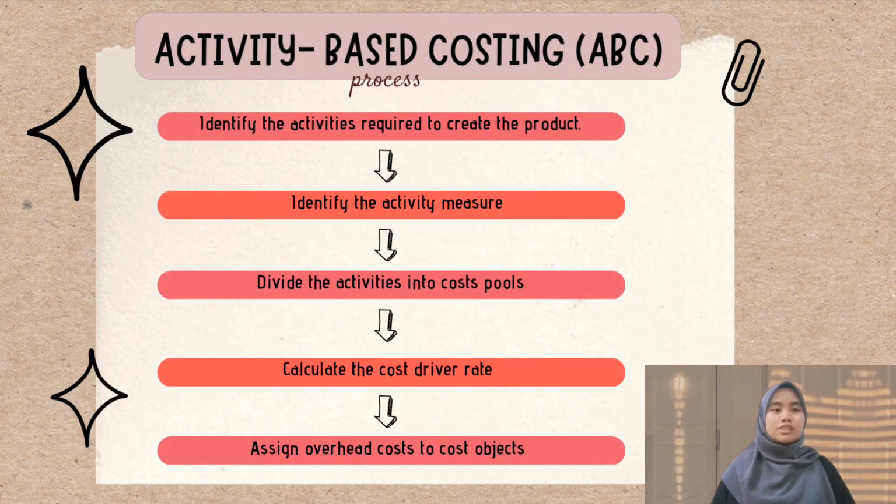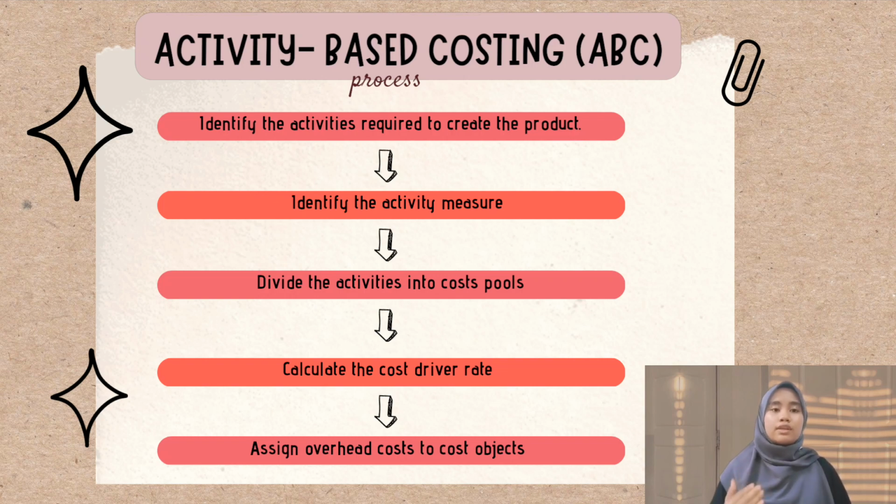Next, I will continue this presentation with the explanation on the activity-based costing process. The activity-based costing method requires some steps to assign overhead costs to cost objects. The first step in the activity-based costing process is to identify the activities used in the production and delivery of those products. The second step is to identify the activity measure by assigning each cost pool activity with the cost drivers such as hours or units.